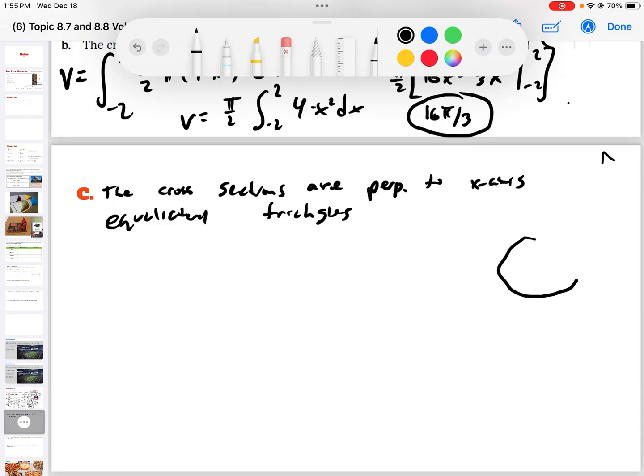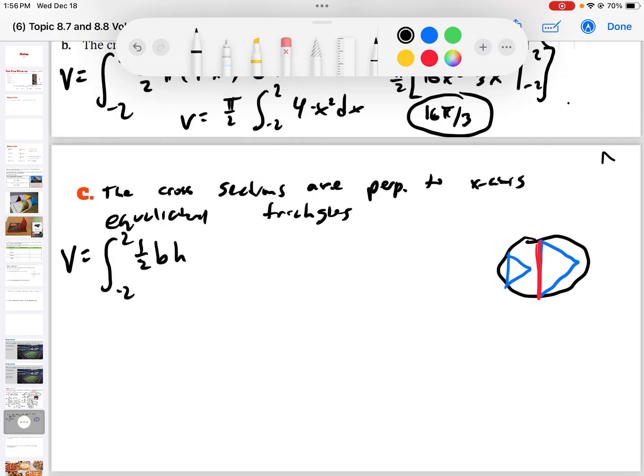Okay, so I've got this circle, and out of each, there's going to be an equilateral triangle coming out of it. So all the sides are going to be the same. To find the volume, it's still the same process: the integral from -2 to 2. This time it's the area of a triangle, which is 1/2 the base of the triangle times the height of the triangle. Now the base of the triangle is that whole distance, right? Which we already know is a side length of the square from part A.